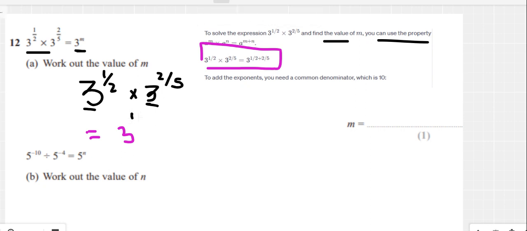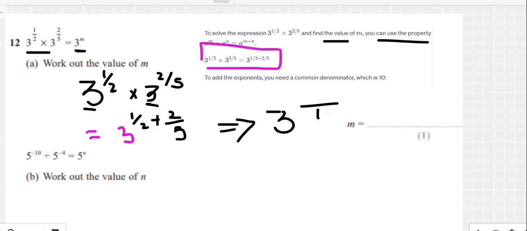So we will write here 3 to the power of 1 half plus 2 over 5. Now we have to make the denominators the same. So to make the denominator the same, we will times the 2 with 5 and 5 with 2. So this will become 10, since 5 times 2 is 10. So 1 times 5 is 5, plus 2 times 2 is 4. So this will become 3 to the power of 9 over 10.